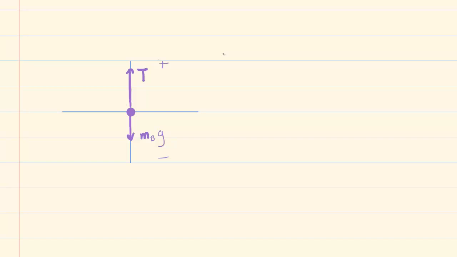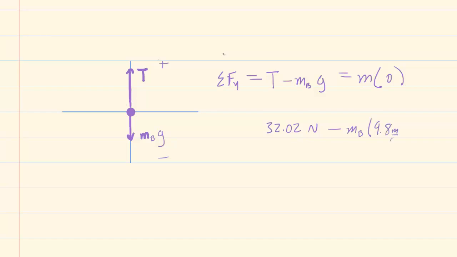Now, again, Newton tells us to take the sum of those forces and then set that equal to mass times acceleration, which again is 0. We have two forces. We have the positive upward tension and then the negative downward gravitational force. Now, what is nice about this is we solved for the tension. So we can actually plug that in here as 32.02 newtons minus the mass of block B, which is what we're ultimately looking for, times the 9.8 meters per second squared, and this is equal to 0.